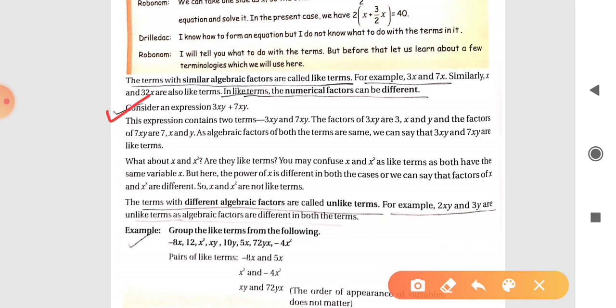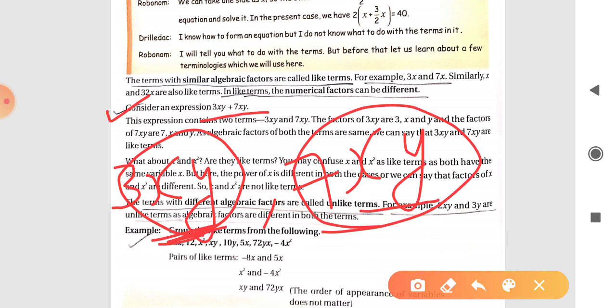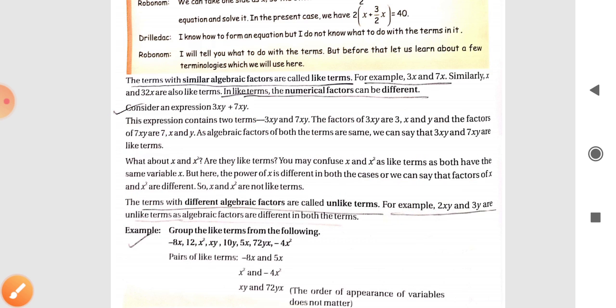And there is one more expression, 3xy plus 7xy. There are two terms in this expression, 3xy and 7xy. The algebraic factors of 3xy are x and y, and the algebraic factors of 7xy are x and y, and both are the same. So both these terms are like terms.